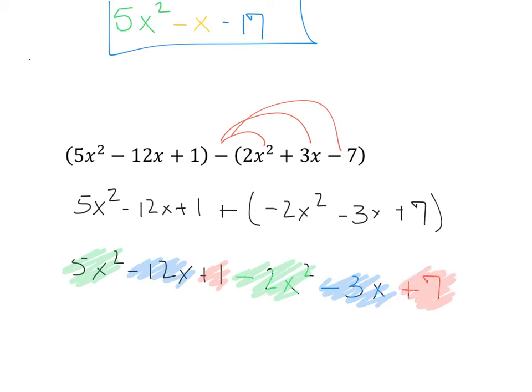Okay, so now what I'm going to do is combine these. My 5x squared and my negative 2x squared make a positive 3x squared. My negative 12x and my negative 3x make a negative 15x. And my positive 1, oh sorry, I'm going to try to keep this the same color. That was my goal here. So what was I doing? Negative 15x because negative 12 and negative 3. And then the red numbers were 1 and positive 7, which gets me a positive 8. So that's how I subtract my polynomials.